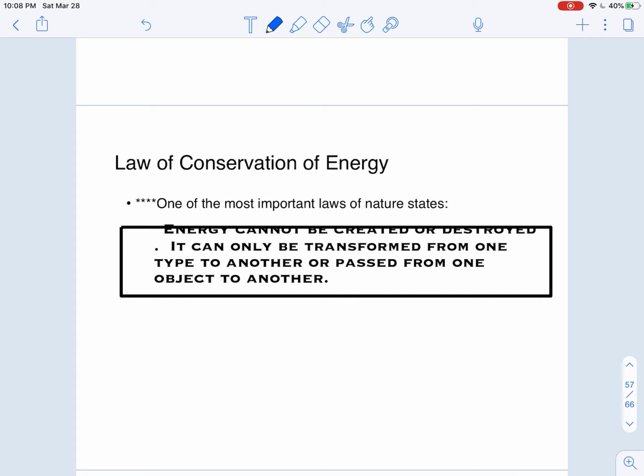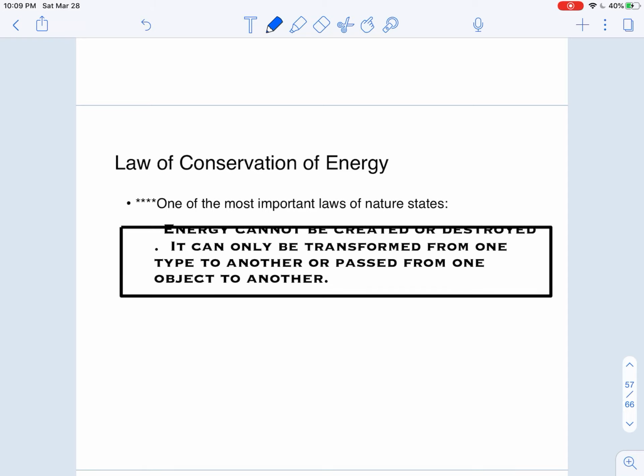The law of conservation of energy: energy cannot be created or destroyed, but we can transform it from one type to another type. And that is another very important rule of science. So we can have something like mechanical energy, where you hit a nail with a hammer, and that can get transferred into sound and heat, and so you can see that energy can be transformed.